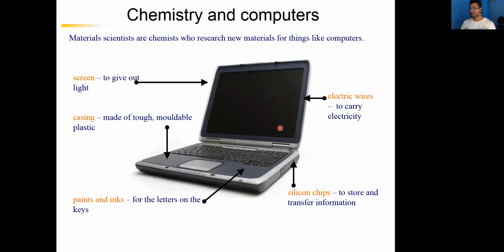Okay. Now, our laptop or our computer involves a lot of chemistry, because the screen produces light. This is light energy, which is a photonic reaction. While the case is made of plastic. So a lot of chemistry is involved with this.